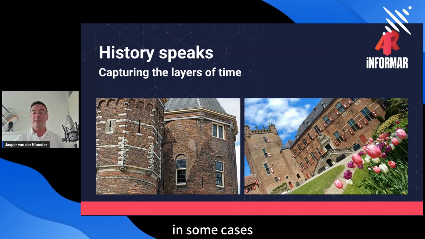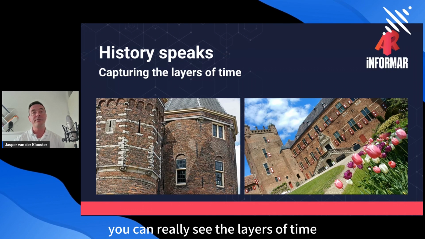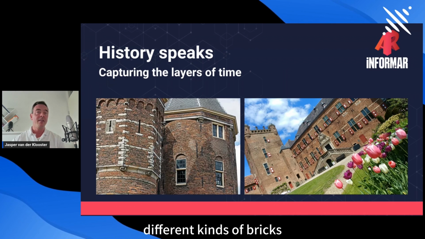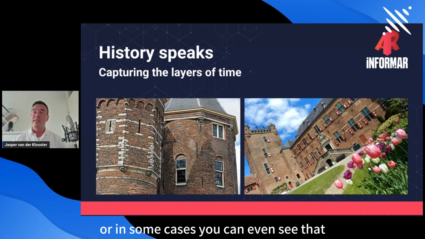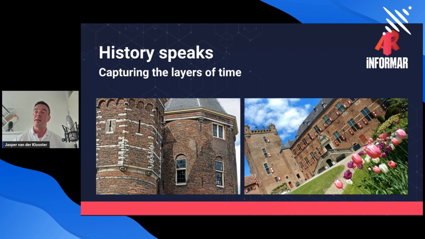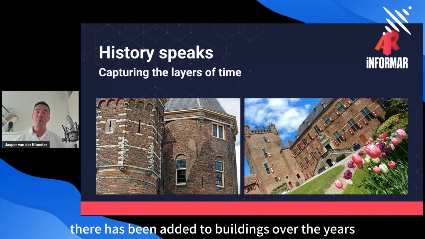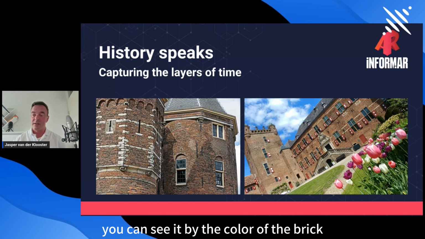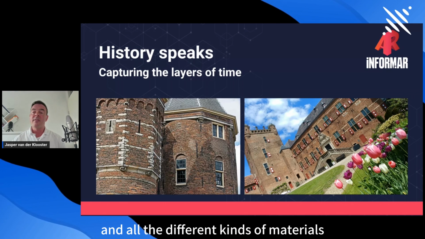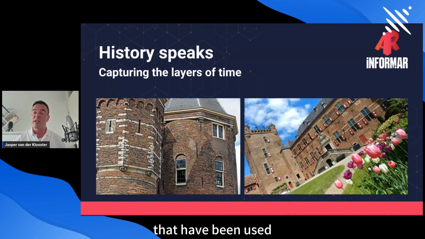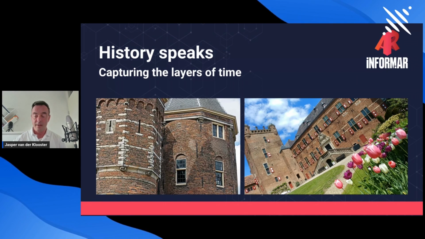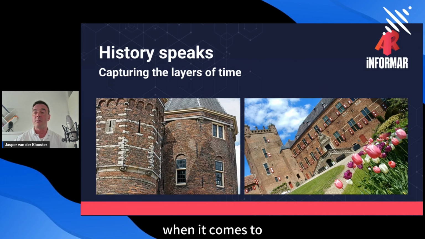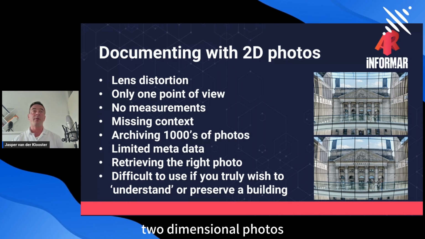In some cases, you can really see the layers of time in all the historic buildings. You can see the repairs are done with different kinds of bricks, or in some cases, you can even see that there has been added to buildings over the years. It's been built in a different century. You can see it by the color of the brick and all the different kinds of materials that have been used in the construction. And that's something that is really difficult to capture when it comes to two-dimensional photos.